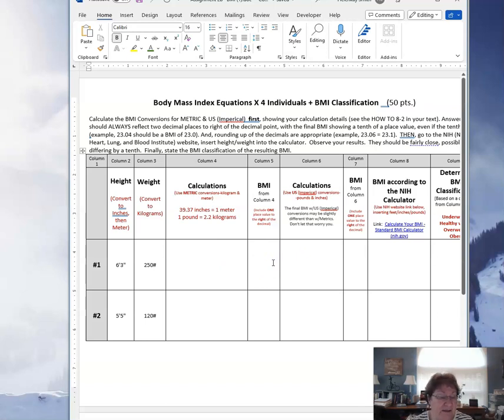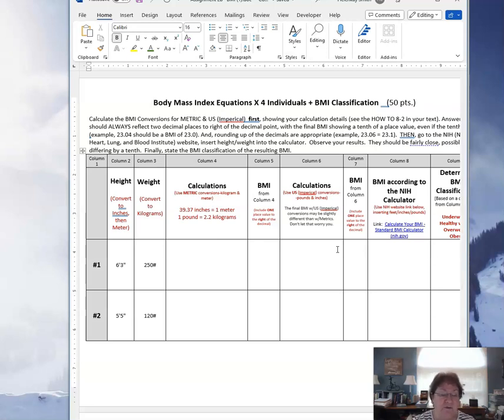Then you'll use height and weight again, but in inches and pounds, to calculate the empirical BMI calculation in column 6. And again, you'll fill in the resulting BMI in column 7. So that would be column 5 and column 7. You might think they should be identical, but they could be slightly different, which is perfectly fine, although they should be close.